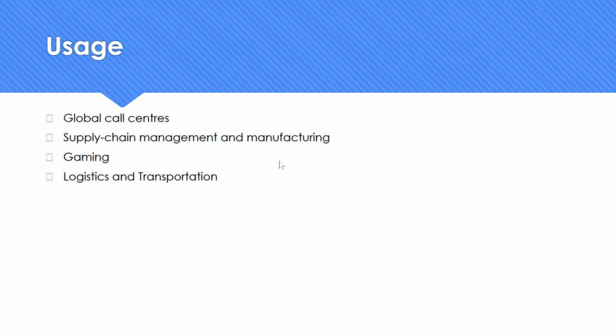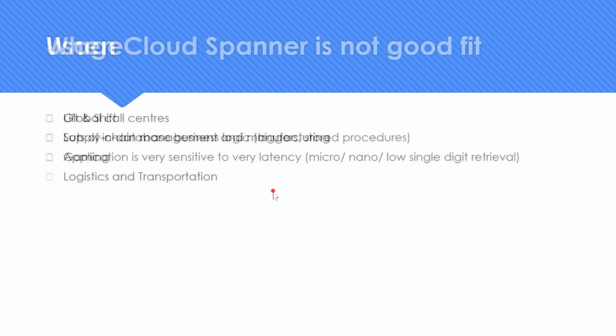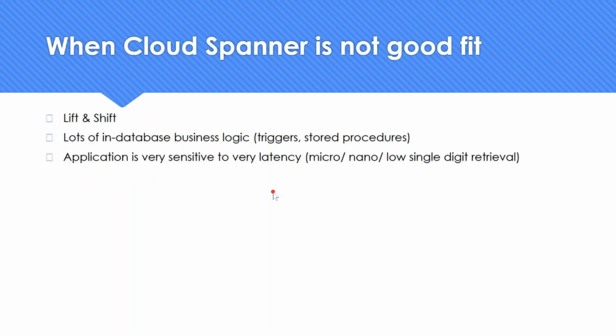So far, we saw all good things about it, but I strongly recommend, whenever you look at any product, you always look for two things: when you should use it, and when you should not use it. Then only will you have a better idea as a cloud architect. So when you should not use it, where Spanner is not a good fit, this is the important slide, I would say. I usually ask this question even in some forums, so that way you'll know when not to use it.